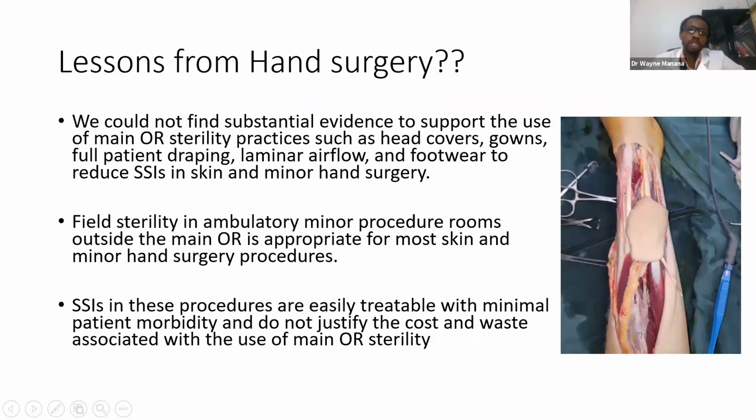Although the sample size for this study is quite small, there are also lessons from people who perform hand surgery. And they also could not find any substantial evidence to support the use of main operating room sterility practices, such as head covers, gowns, full patient draping, like covering the whole patient, using specialized airflow within the rooms and footwear to reduce surgical site infections in skin and minor hand surgery. So in other words, for hand surgery, what they realized is even if you perform the surgery in your office wearing clean gloves, there was no difference.